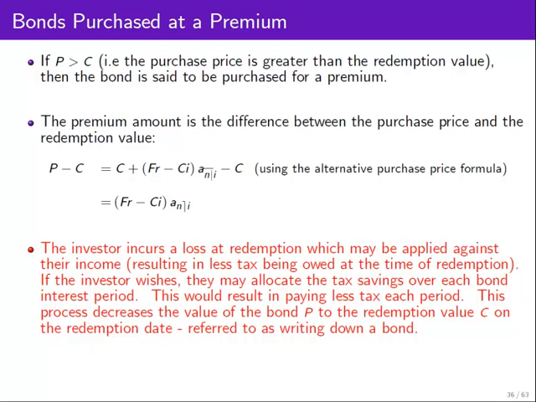So what this means is at the time of redemption, you incur a loss. So for example, you purchase a bond for $11,000, but the redemption value is only $10,000. You would lose $1,000 on your investment. If the investor wishes, this quote-unquote loss they could apply at redemption to their taxes, or they could spread this loss throughout the coupon payments over the term of the bond, which would result in less tax being paid at each coupon payment period. This process decreases the value of the bond from the purchase price to the redemption value on the redemption date, and it's referred to as writing down a bond.